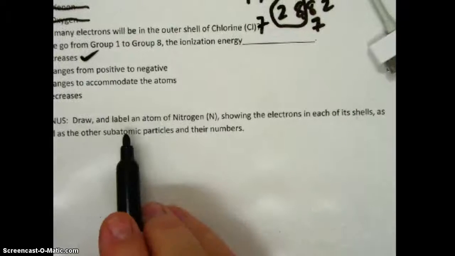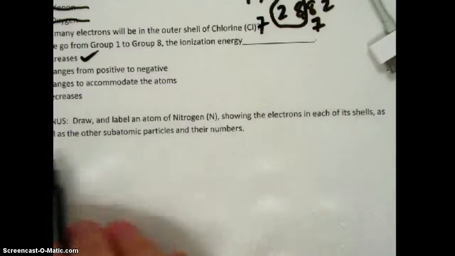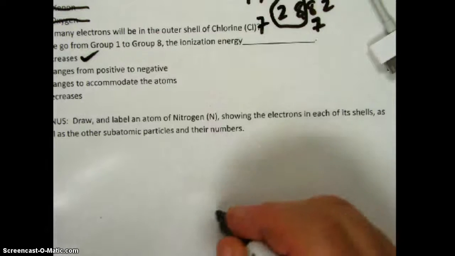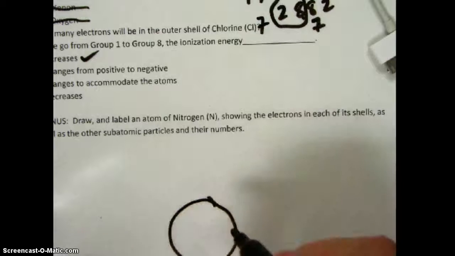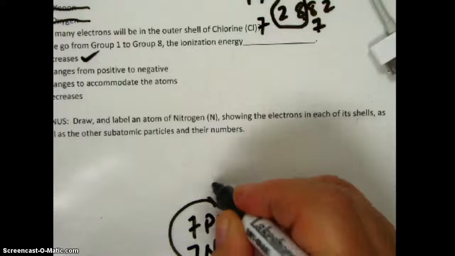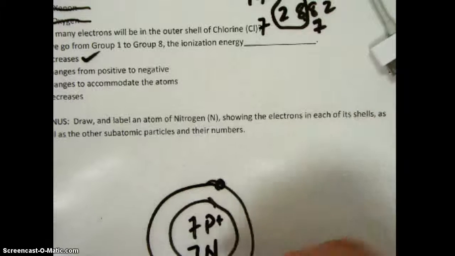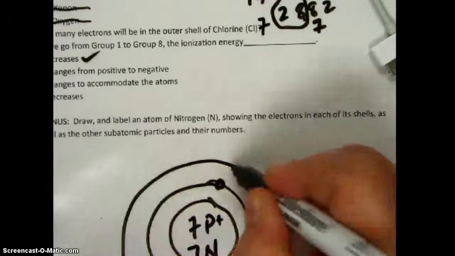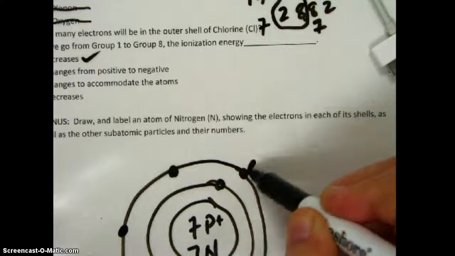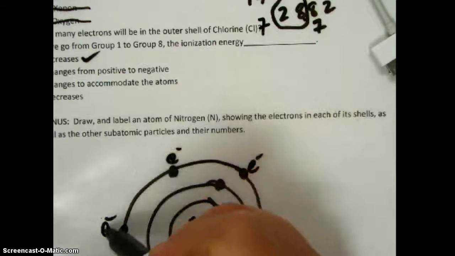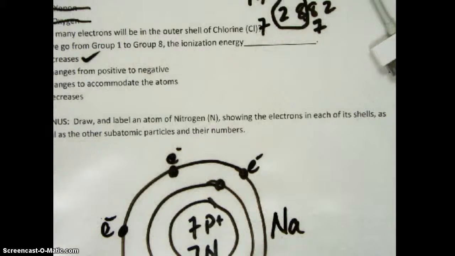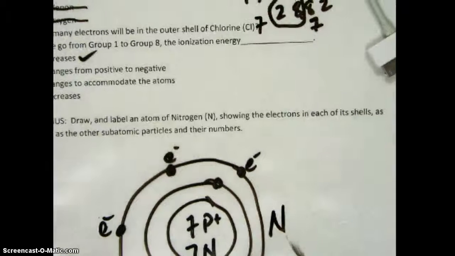Bonus: draw and label an atom of nitrogen showing the electrons in each of its shells, as well as the other subatomic particles and their numbers. Okay, so if you look on the periodic table, nitrogen has an atomic number of 7, so that means 7 protons, 7 neutrons. Electrons in its inner shell, there's 2, which means there's 5 in its valence shell. And these are all electrons. And this is nitrogen, sorry. Okay, that's it.